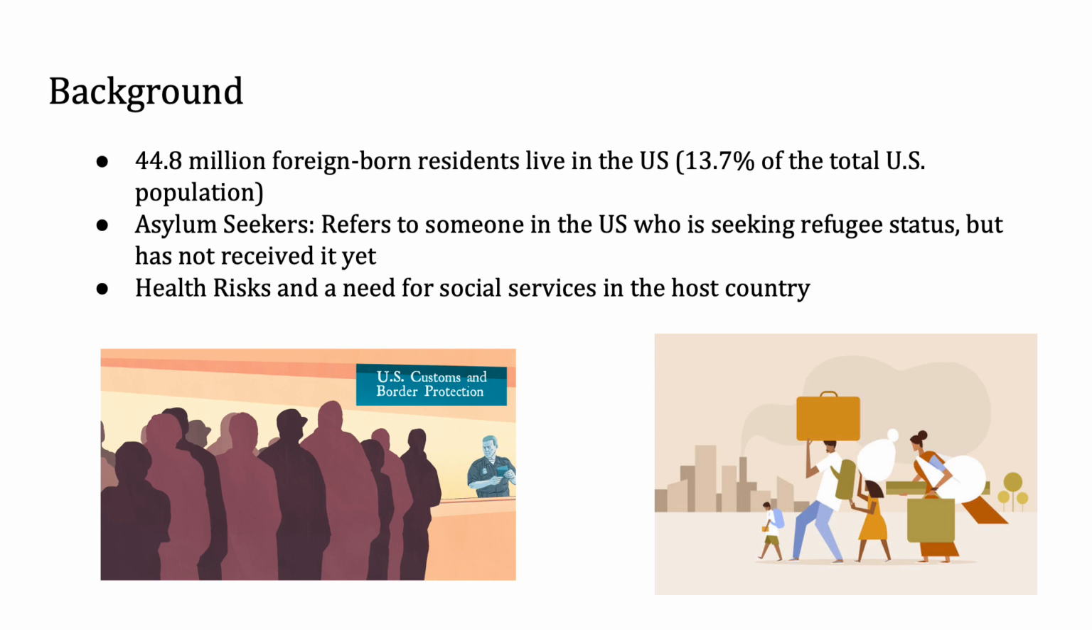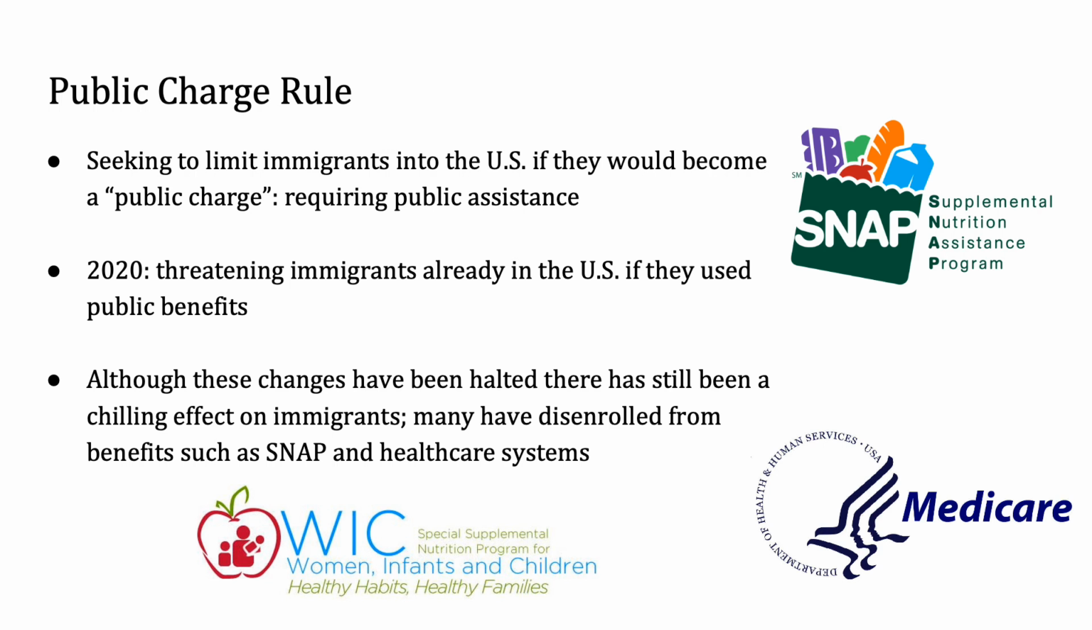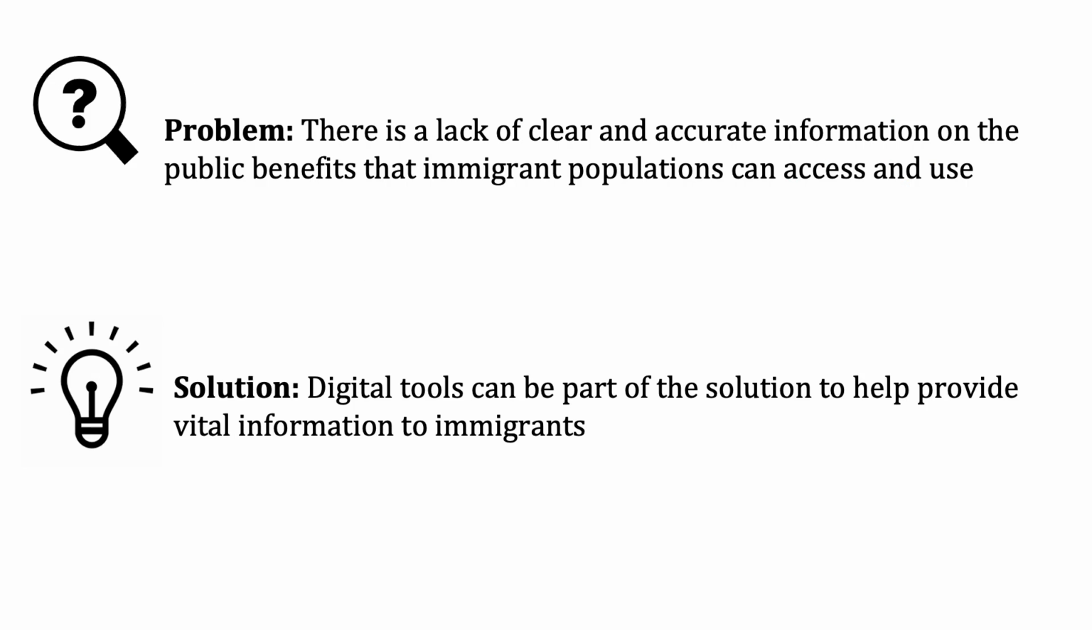Asylum applicants and other immigrants face many challenges when transitioning to the host country, including health risks and the need for social services. However, long-established federal rules have sought to limit immigrants into the U.S. if they would become a public charge or require public assistance. Further changes in 2020 exacerbated this problem by threatening immigrants already in the U.S. who use public benefits. And although these changes have been halted and repealed, there has still been a chilling effect on immigrants, many of whom have disenrolled from benefits such as SNAP and healthcare systems.